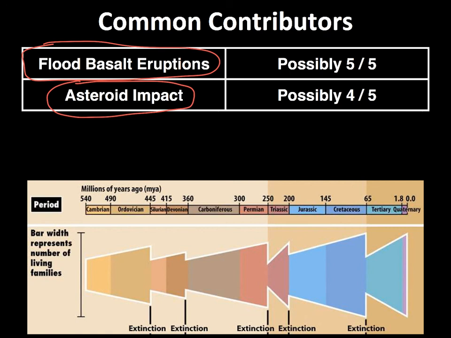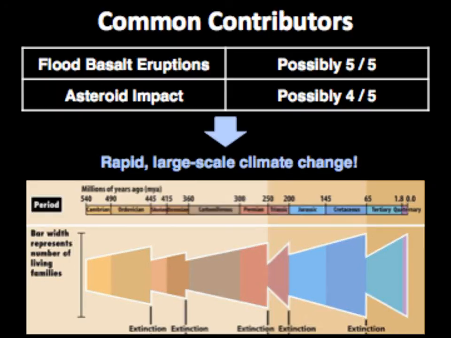Think of what's common between asteroid impacts and supervolcanism. What do both of those things have in common? The commonality here is rapid, large-scale climate change. Flood basalt eruptions yield that, asteroid impacts yield that. And we're talking here about climate changes that happen so quickly, almost instantaneously on a geologic timescale, such that the biosphere has no way to respond, and the result is mass extinction.